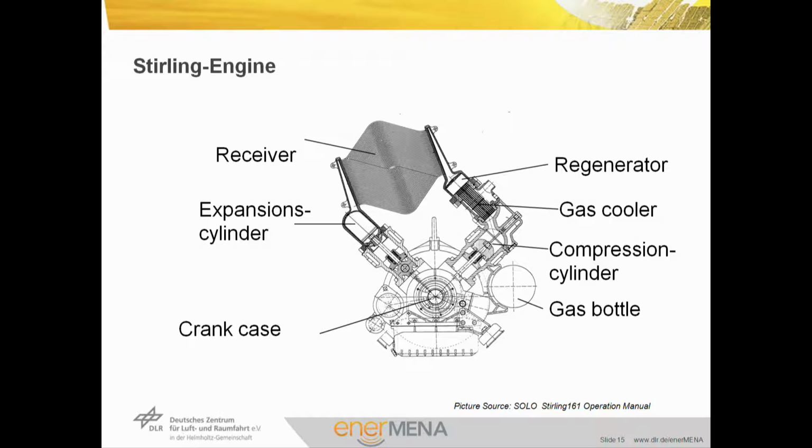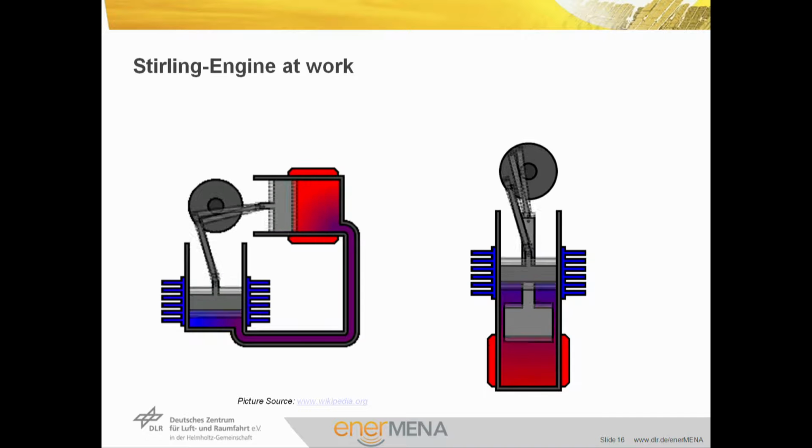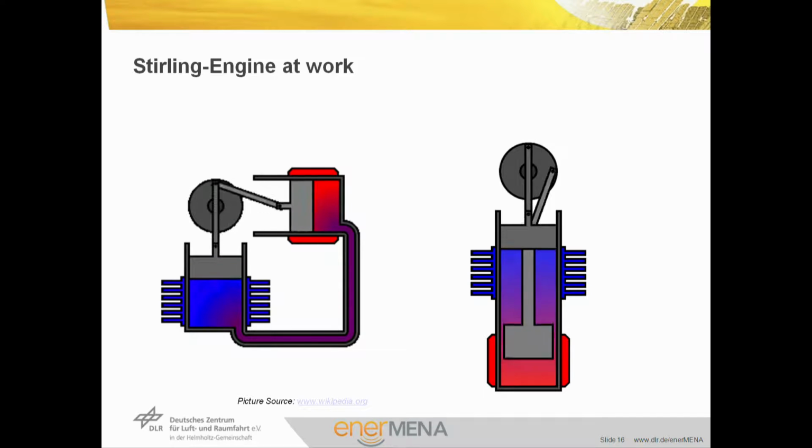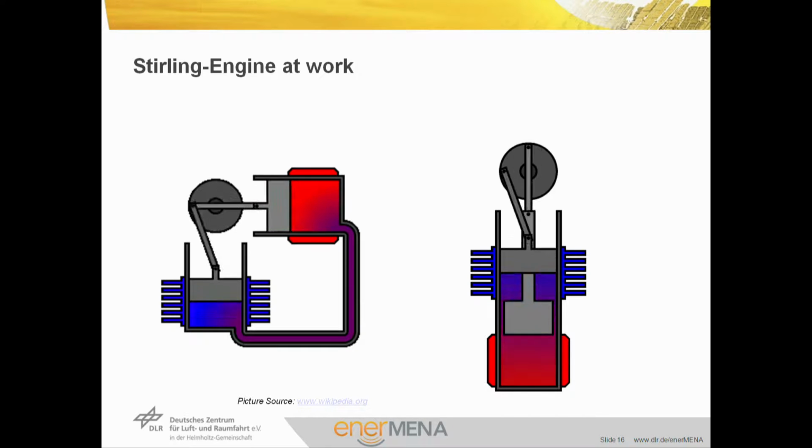In this slide, you can see a section of a real Stirling engine with all the components. The regenerator is located in the foot of the heater. The left side is the hot side with receiver and expansion cylinder, and the right side is the cold side with gas cooler and compression cylinder. The crankshaft is defining the movement of the pistons. In this slide, you have animated graphics showing how the pistons are moving in a real engine.